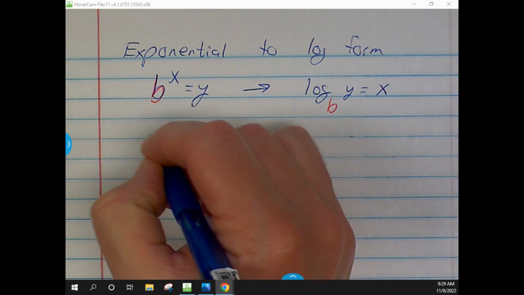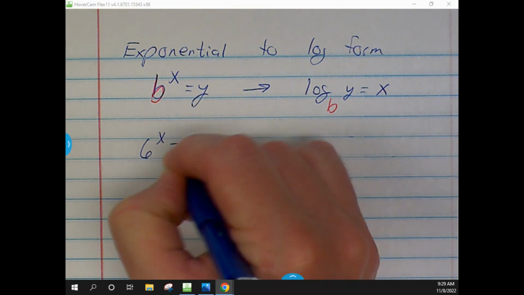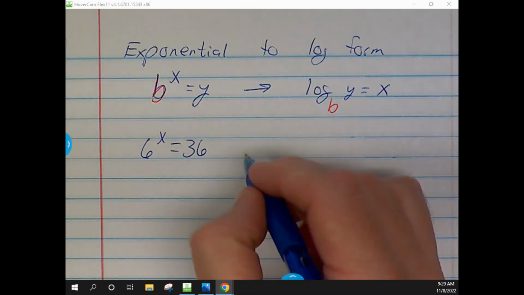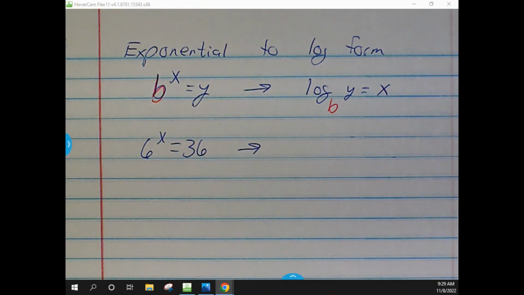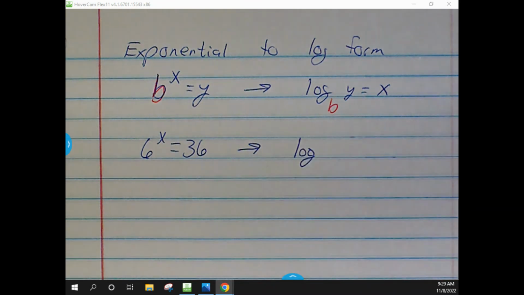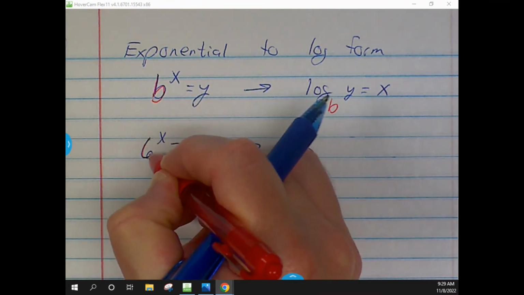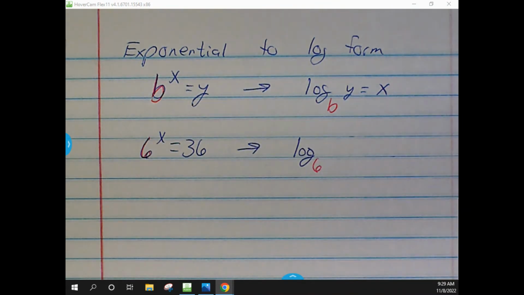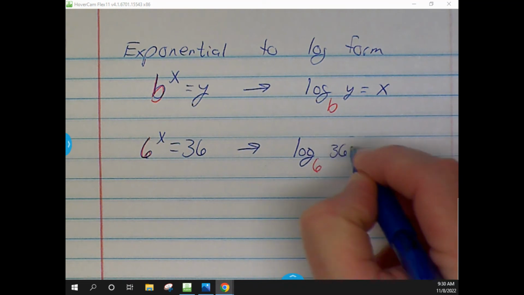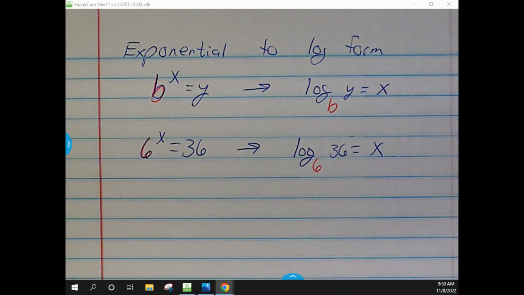All right, so let's give you something that's got some actual numbers. Let's say we're doing 6 to the x power equals 36. And they ask you to rewrite it in log form, which again means you've got to have the word log in there. Okay, so over here, what is your base? It's 6, so the 6 will go there. And then you just swap these two numbers. The 36 will go over here, and the x goes over there.